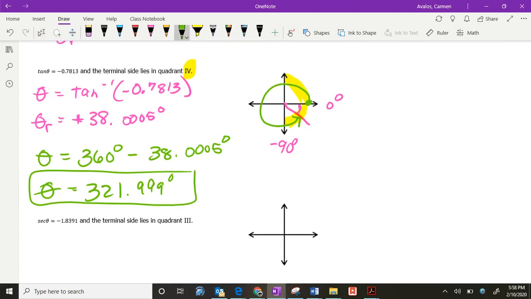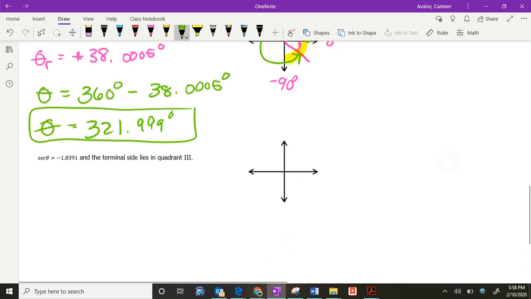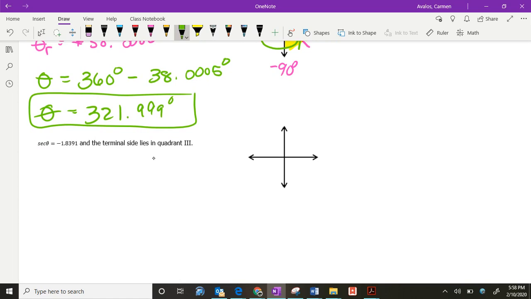So the standard position angle of theta, that when I put tangent of 321, it's going to give me negative 0.7813. And then this one final one here, we're talking about the secant. The secant is going to be negative 1.83. That's the trig ratio. And we want it in quadrant 3. So if we look at that in quadrant 3, we know that secant and cosine are the same. And so here the only one that's positive is tangent. So everything else is negative. So secant is going to be negative in there, which is perfect because it's a negative trig ratio.